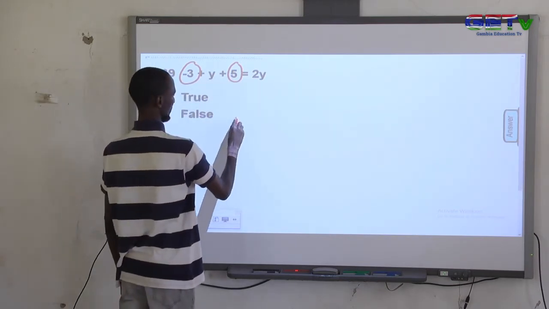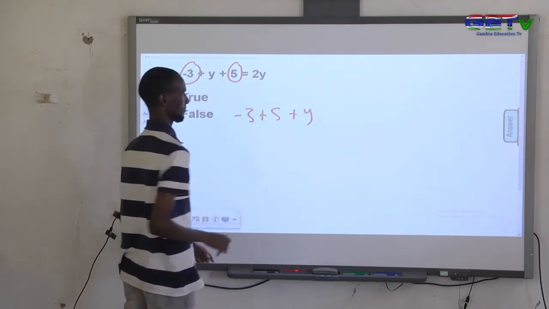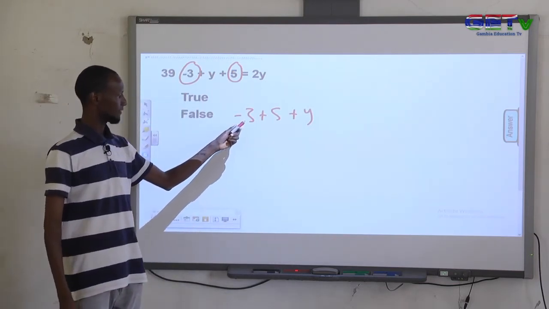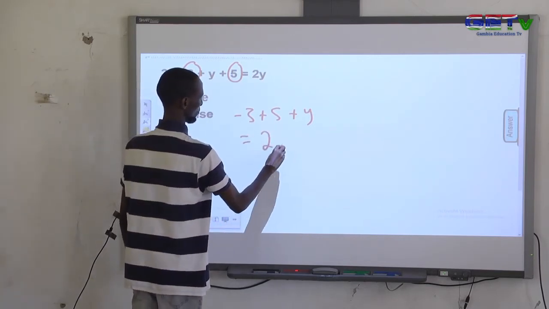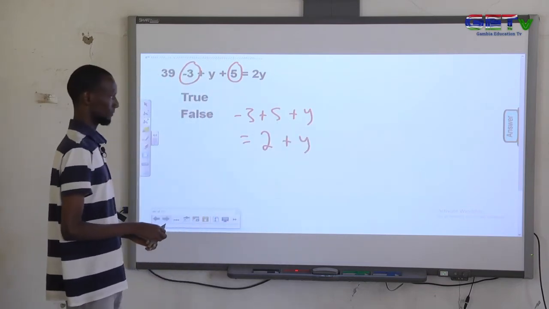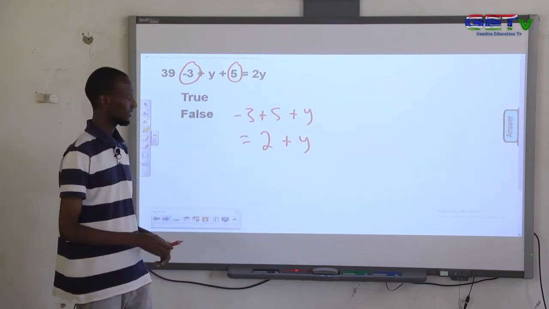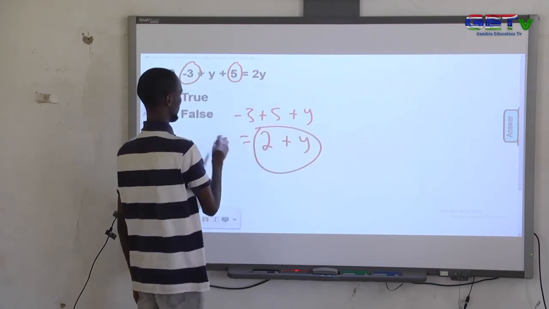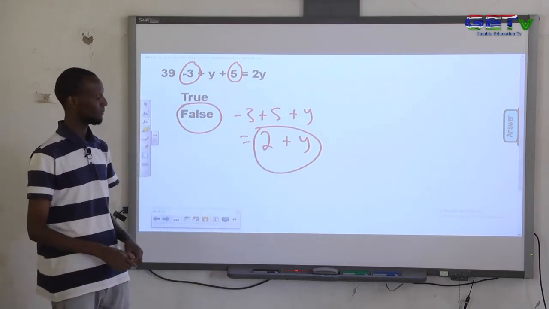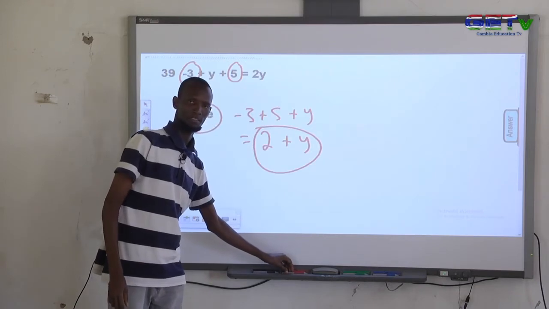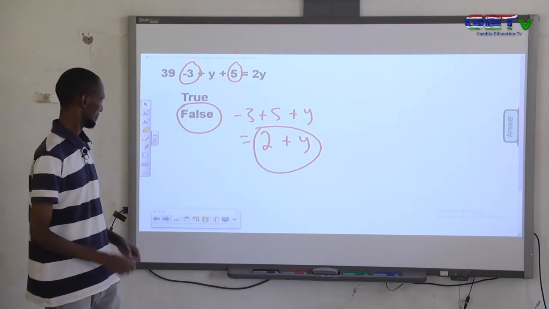So that would be like negative 3 plus 5. But the y is different, so that comes down. Now when you combine negative 3 plus 5, if you add those two, they lead you to 2 plus y. But is 2 plus y the same as 2y? Obviously not. So therefore this is not a true statement because 2 plus y is not the same as 2y. And that's a mistake we can easily make, that 2 plus y is 2y, but that is not right. 2 plus y is 2 plus y, not 2y.